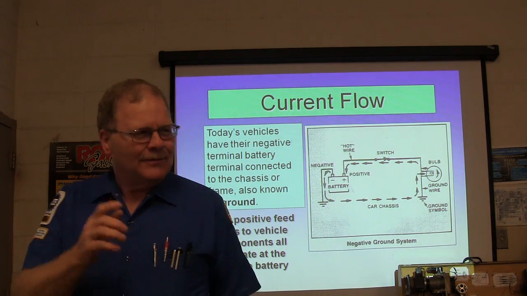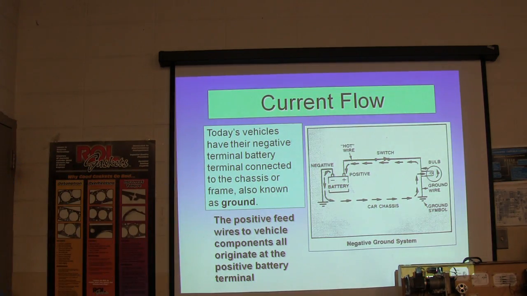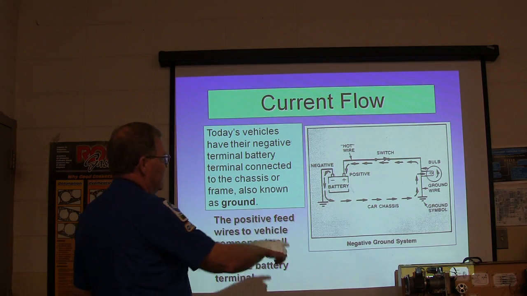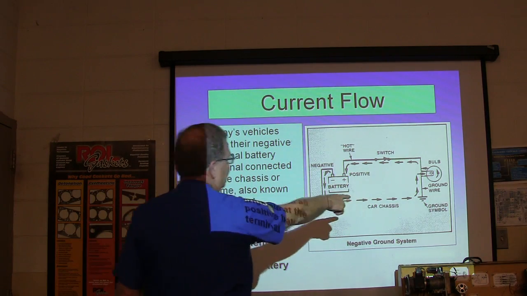So he had a bad ground, is what it was. And that guy said he had seen that before. All right, so most of them got their negative, the frame is where the ground is. And your ground symbol looks like that. See how that ground symbol looks?